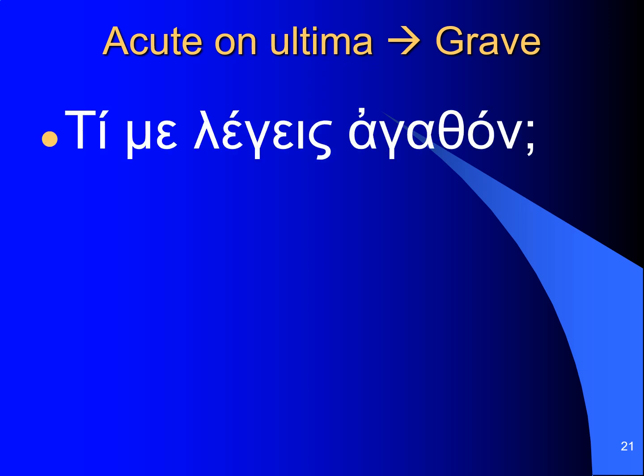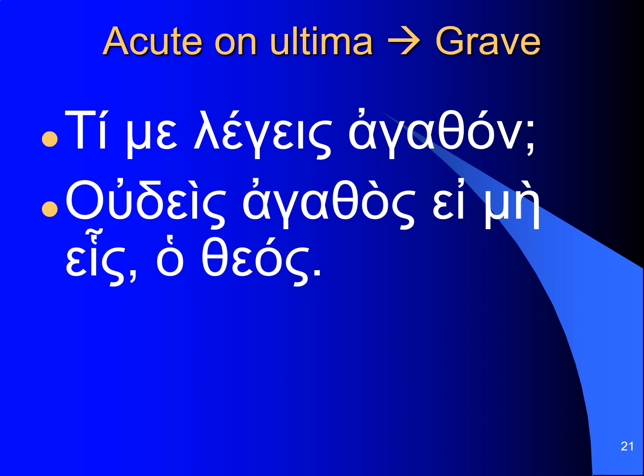So in this first sentence, we're going to see acute accents that don't actually change. The first word has an acute accent on the ultima, and it is followed by another word, so normally the acute accent on the ultima would change to a grave accent, but in this case, the word that it's followed by is an enclitic, and so it doesn't change. Leges has an acute accent, but it's not on the ultima, it's on the penult, and so it doesn't change. The only time an acute accent changes to a grave accent is when it's on the ultima. Agathon has an acute accent on the ultima, but it's not followed by another word, it's followed by a punctuation mark, and so none of the acute accents in this sentence change.